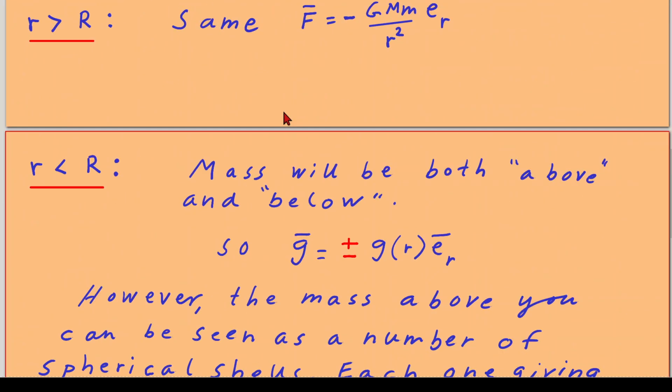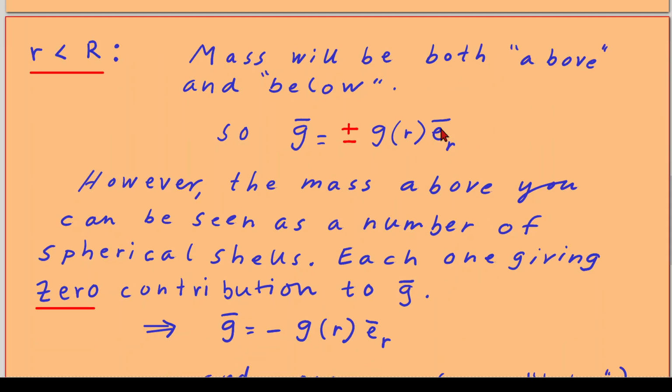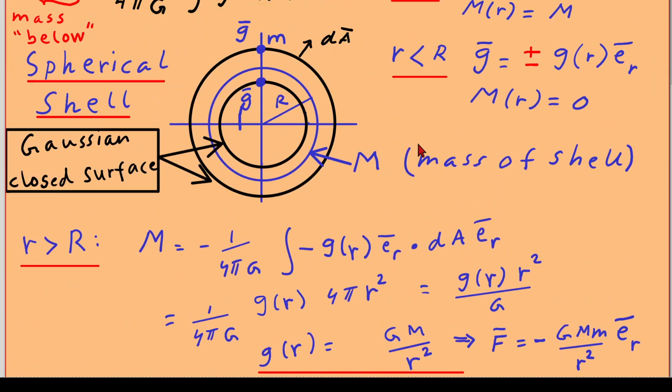So let's say the gravitational field is somehow a function here, and by symmetry it's along the radial vector, either plus or minus. But remember, if you're here and the mass here is a shell, a spherical shell, then we can take the next shell and the next and the next. So all the mass above you is just the number of shells that we can add together, right?